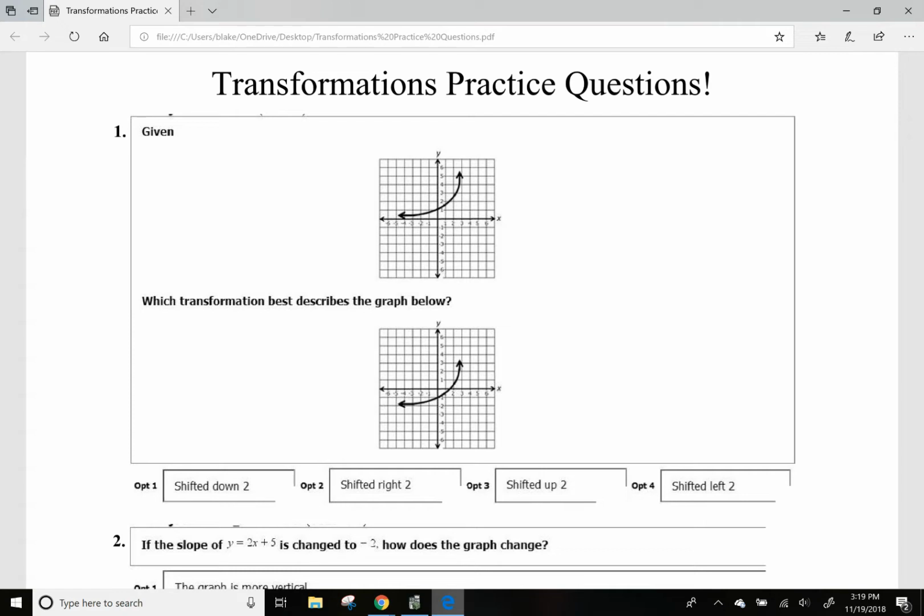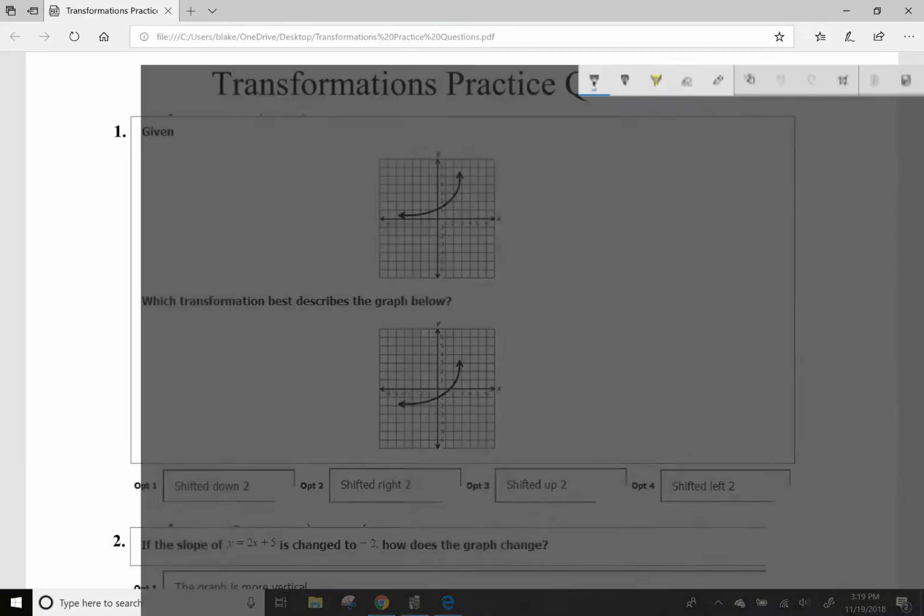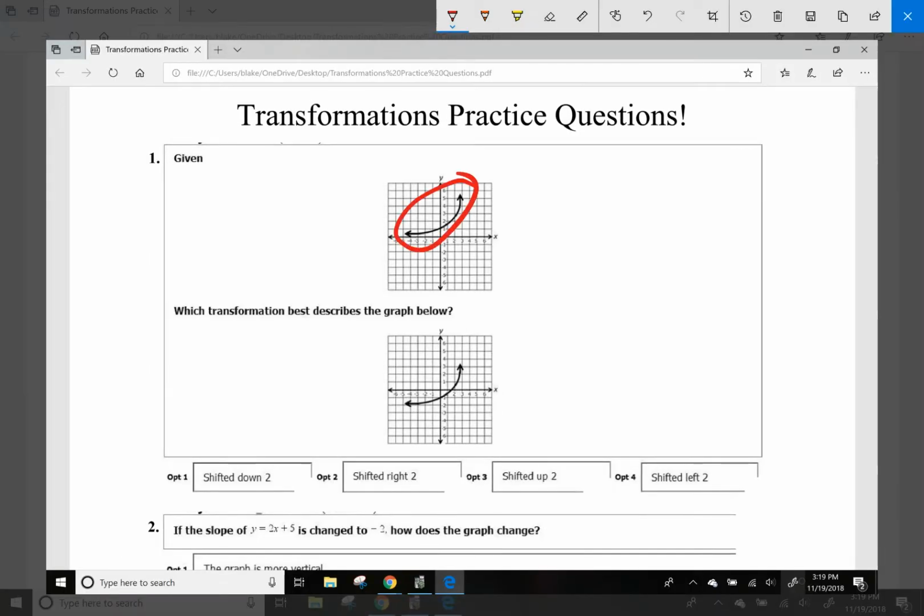So number one, we don't need a calculator because it's already graphed for you. Given this graph, which transformation best describes the graph below? Notice where the graph is right now. See how it crosses there at one. And look at it when it's moved. It looks like the graph was shifted downwards. It doesn't look like it was moved left or right. It was here roughly, and now it's moved down a little bit. So it seems as if it's moved down 2 units.